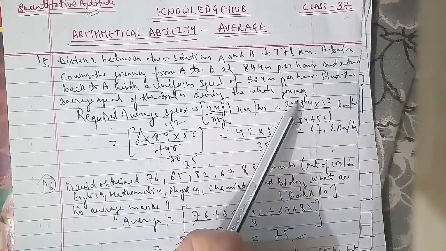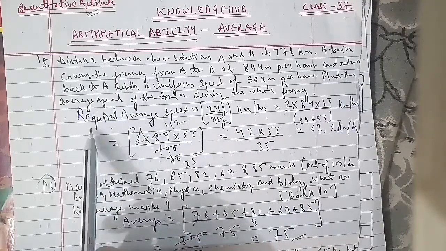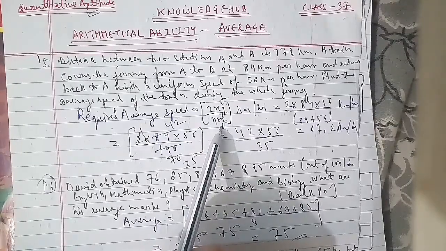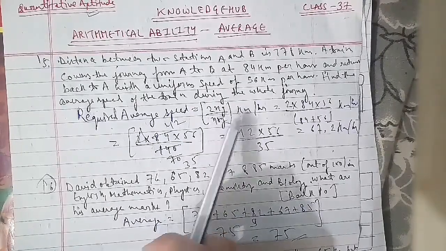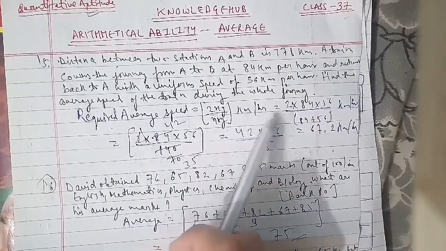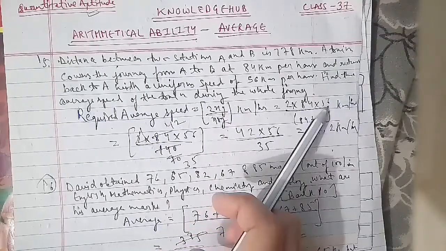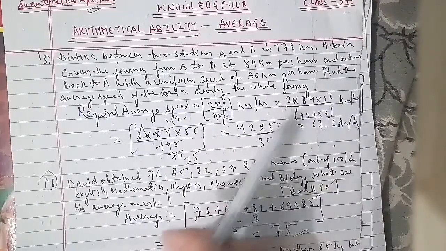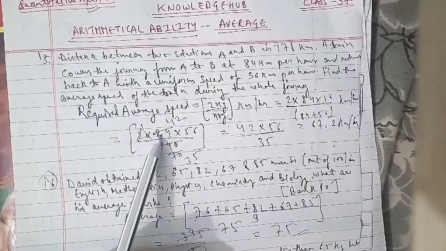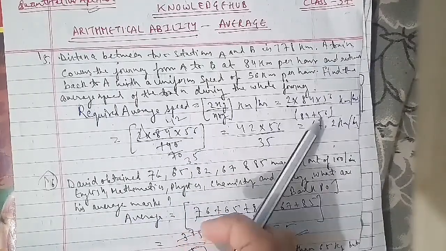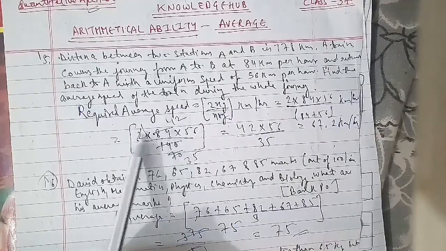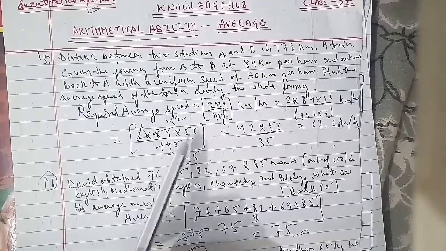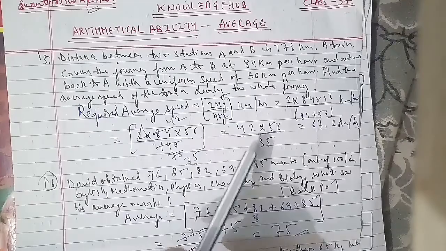The required average speed equals 2xy upon x plus y. Putting in the values, that is 2 into 84 into 56 upon 84 plus 56 kilometers per hour. So 2 into 84 into 56, and 84 plus 56 is 140. 2 ones are 2, 2 sevens are 14 and 0. Then we'll cancel it by 2, and that gives 42 into 56 upon 35. If we solve it further, we'll get 67.2 kilometers per hour. That will be the right answer for this question.